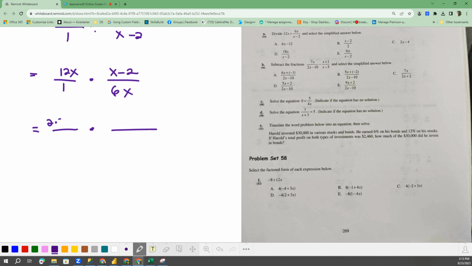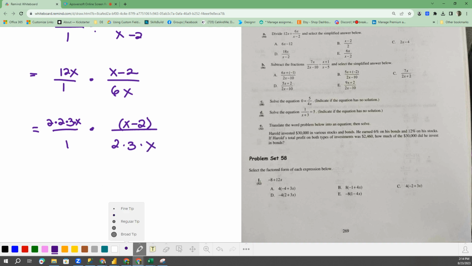12x is 2 times 2 times 3 times x over 1. x minus 2 is a binomial, so you need to find a common factor of x and negative 2. There's no common factor, so you just copy it as is. But because it's a binomial, you need to enclose that in parentheses. So you count it as 1. 6x is 2 times 3 times x.